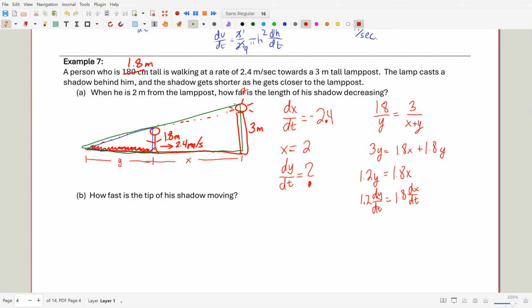From here we can plug in. One of the things that always throws people on questions like that is that our only two variables that we need to plug in for are dy dt and dx dt. Did we need the 2? No. It turns out that it doesn't matter where you are in this problem. It doesn't matter if you're 2 meters from the light pole, it doesn't matter if you're 10 meters from the light pole, you'll get the same result. This relationship is like a steady relationship. It doesn't depend on how far you are from the light pole. So we get 1.2 times negative 2.4 equals 1.8 dx dt.